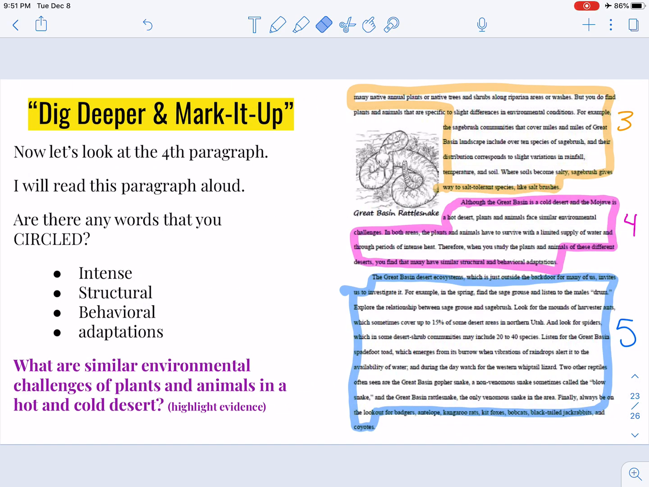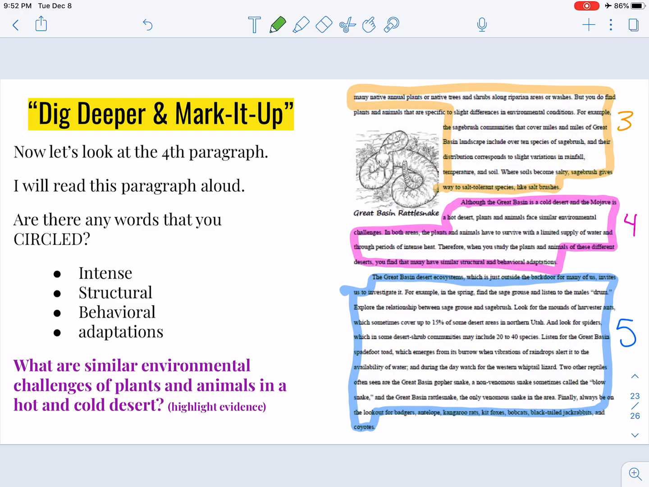Now let's go ahead and look at the fourth paragraph. This one is quite small, so it should be easy for us to listen to. Although the Great Basin is a cold desert and the Mojave is a hot desert, plants and animals face similar environmental challenges. In both areas, the plants and animals have to survive with a limited supply of water and through periods of intense heat. Therefore, when you study the plants and animals of these different deserts, you find that many have similar structural and behavioral adaptations.